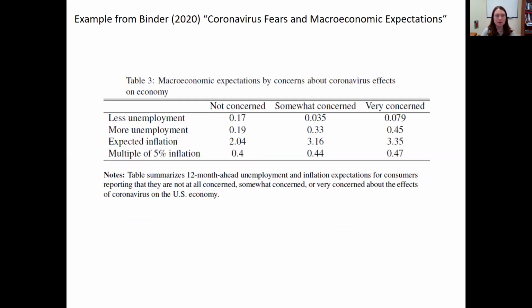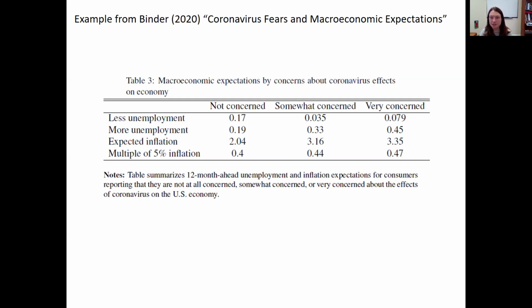This is from a working paper that I just wrote a few days ago called Coronavirus Fears and Macroeconomic Expectations. I conducted an online survey of households on March 5th and 6th, and I asked them about their concerns about the COVID-19 or coronavirus outbreak that we're currently in the middle of. And then I also asked them about their macroeconomic expectations, so their expectations of unemployment and inflation.